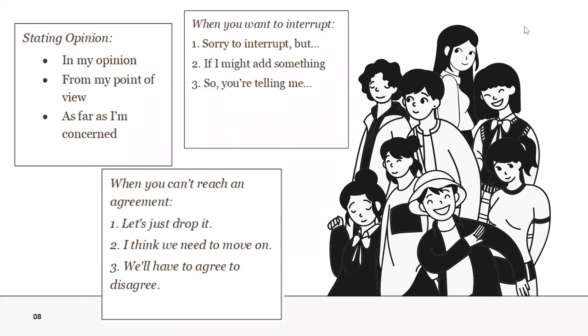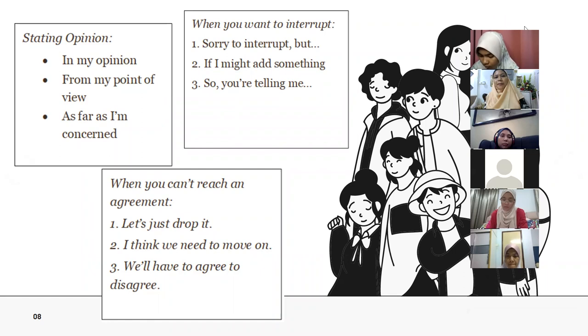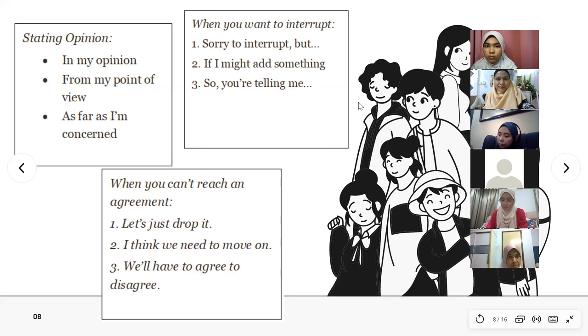Okay, so for example, like Haja mentioned just now, after you've disagreed, you want to add in pula your point. You can kata, in my opinion, from my point of view, as far as I'm concerned. Okay, and then when you want to interrupt, you can interrupt, no problem, but you would still try to be polite. Sorry to interrupt, but dot, dot, dot, dot. Now, if I might add something, instead of saying, I don't agree with you, you can say, if I might add something, I think that, what? And then another way of, this sounds a bit angry lah. So you're telling me that, what? Again, whatever it is, it depends on your tone, how you would say something.